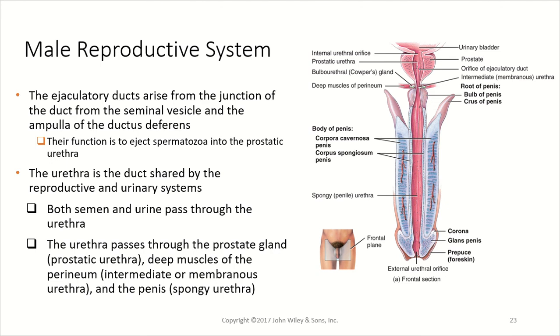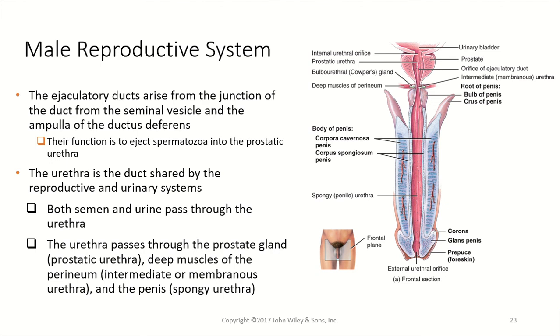Next, in the male reproductive system is the ejaculatory duct. This is going to arise from the junction of the duct from the seminal vesicles and the ampulla of the ductus deferens. So their function is going to be to eject the spermatozoa into the prostatic urethra. The urethra is the duct that's shared by the reproductive and the urinary system. So this is where both semen and urine are going to pass through the urethra.